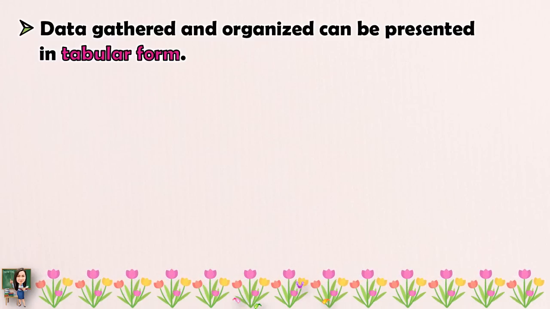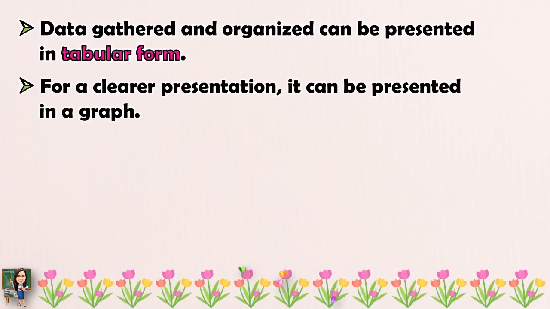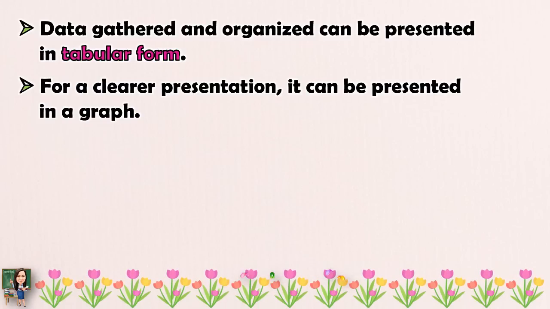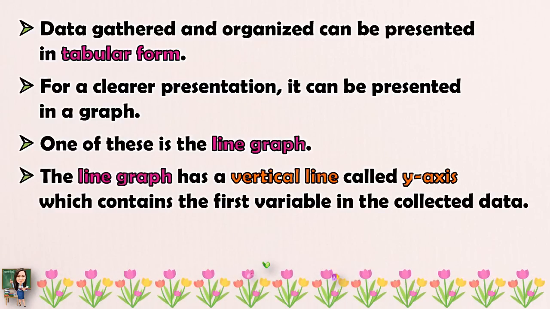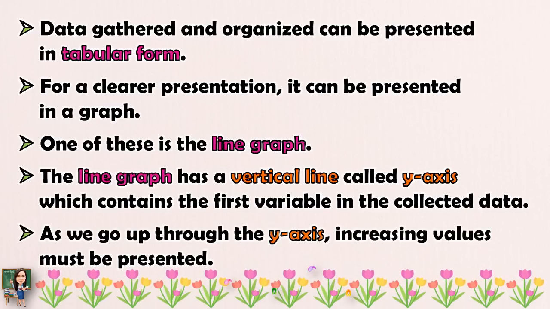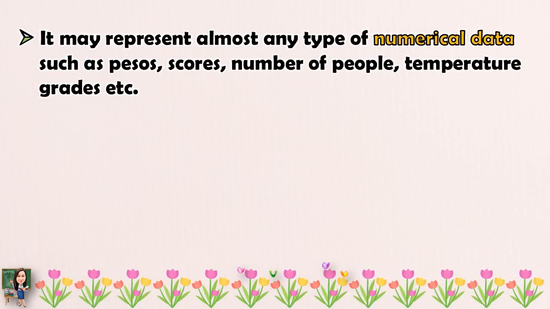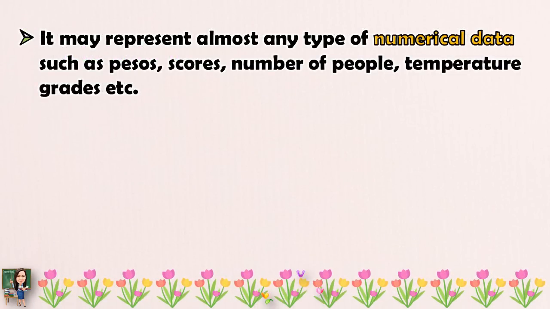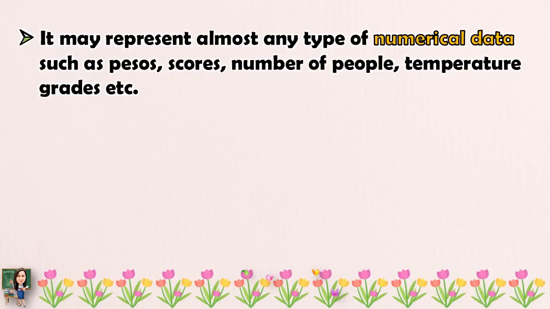Data gathered and organized can be presented in tabular form. For a clearer presentation, it can be presented in a graph. One of these is the line graph. The line graph has a vertical line called y-axis, which contains the first variable in the collected data. As we go up through the y-axis, increasing values must be presented. It may represent almost any type of numerical data such as pesos, scores, number of people, temperature, grades, etc.